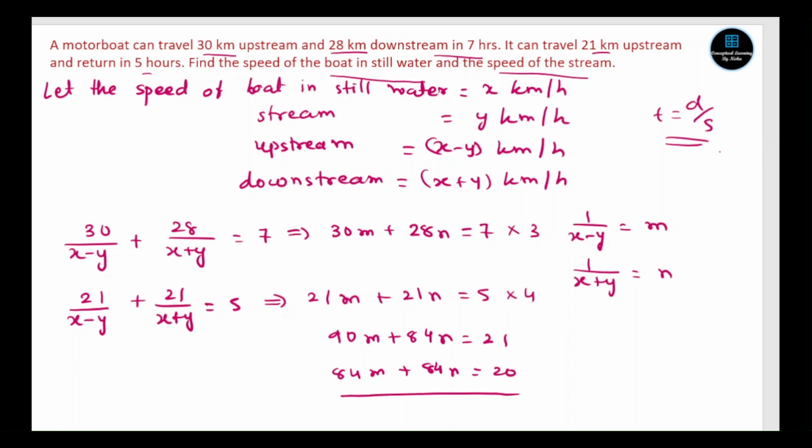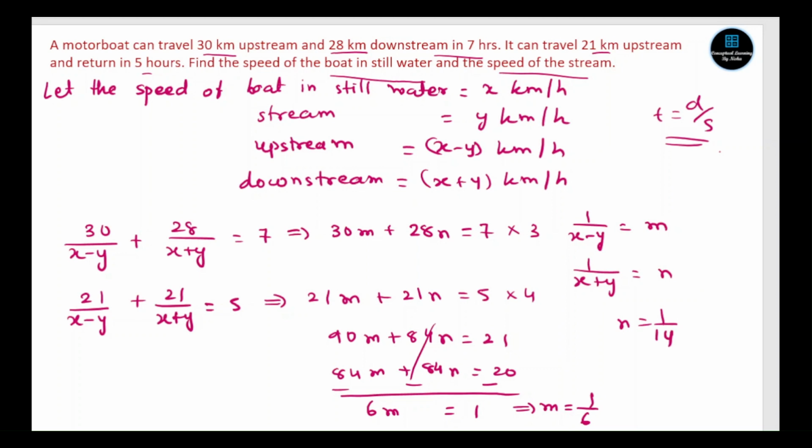Now this is very simple to solve. I'll just use the elimination method and what do we get? Here we'll get 6, right? So 6m equals 1. This gives me m equals 1 over 6. And by putting this value in any of the equations, I'm getting the value of x plus y also. So x plus y, if I simplify, I'll get 14. This is n equals 1 over 14 I'll get.